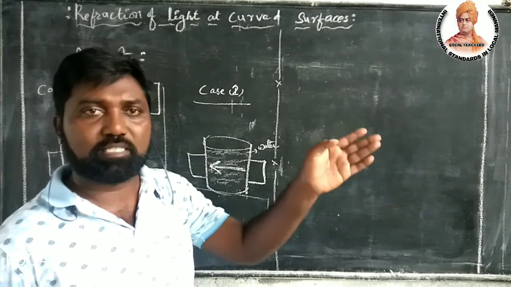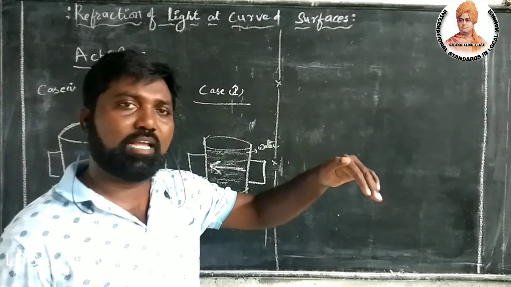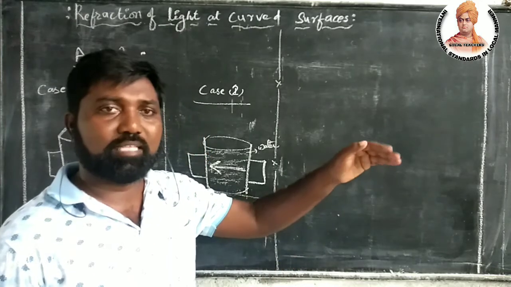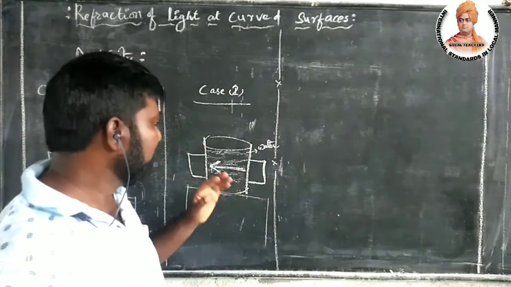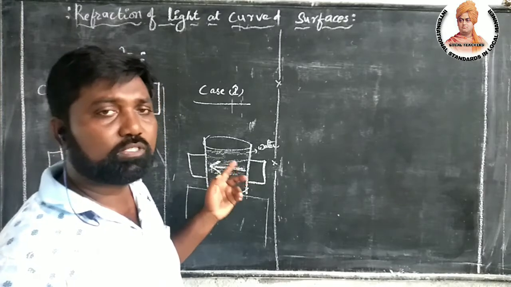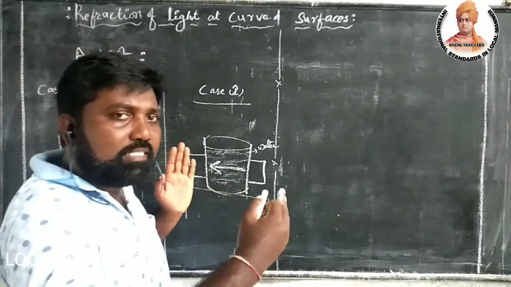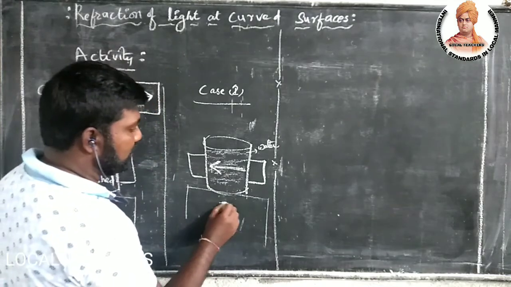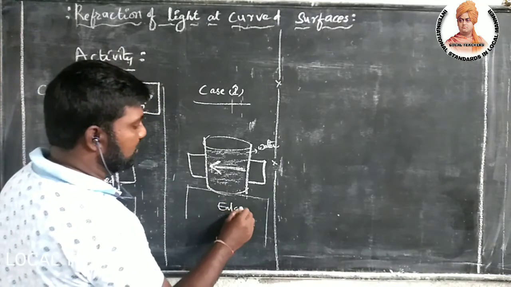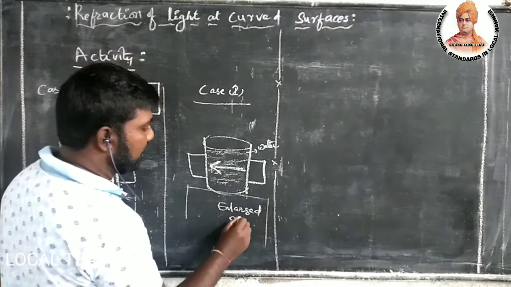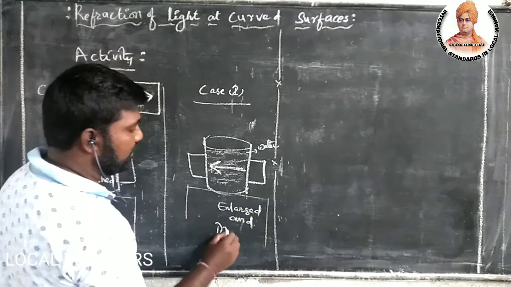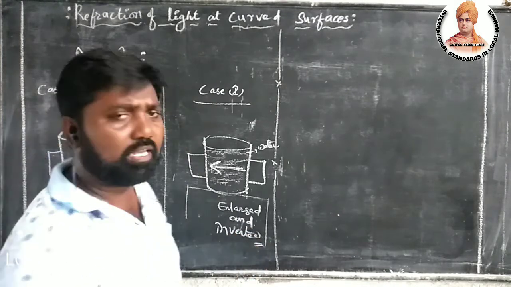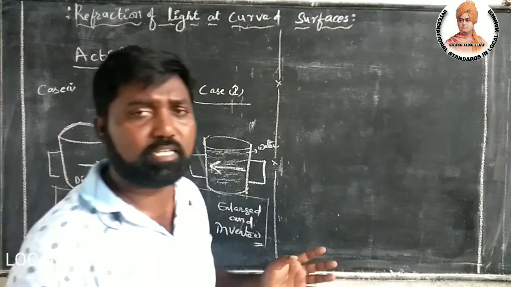So ultimately what happens here? There will be refraction. After passing out from the glass, the rays reach our eye. When we see that arrow, it is enlarged and it is inverted. So we got here the arrow seeming to be enlarged and inverted.